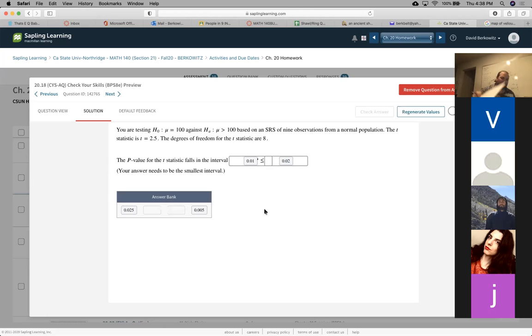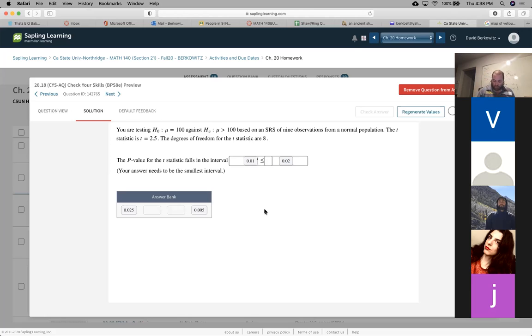Yes. 2.5 deviations to the right. It's 2.5 deviations because of the T statistic being 2.5. That's exactly what the statistics are. It's how many deviations away you are from the mean. So we are 2.5 deviations from the mean, right?